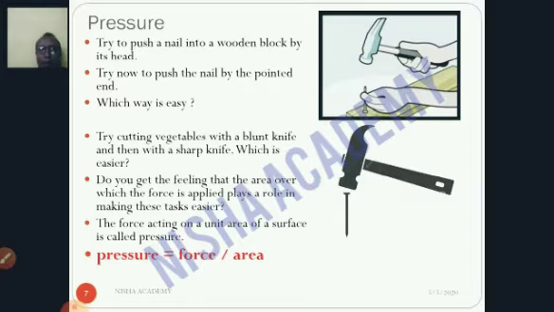So here what happens when we are trying to push the nail with the larger area, that is the head. The same force is distributed over a larger area, so pressure will decrease. So here the nail cannot be pushed. But when we are using the pointed end, the area of the pointed end will be very less. So here the pressure will be very large for the same force. So the nails can be easily inserted into the wooden block.